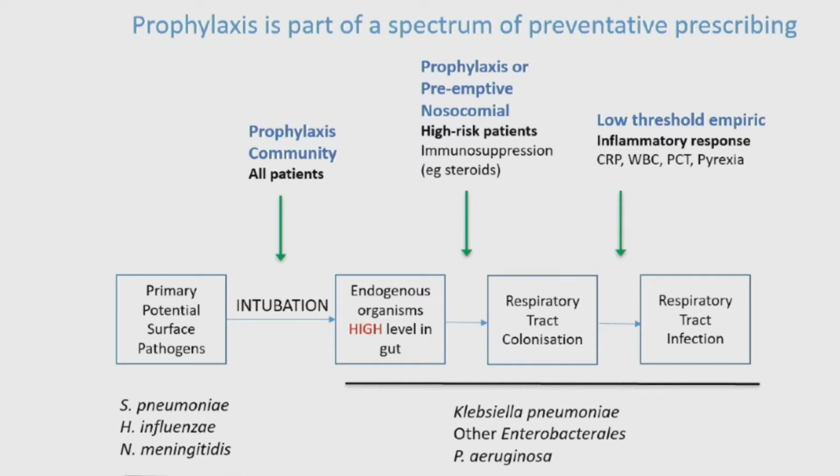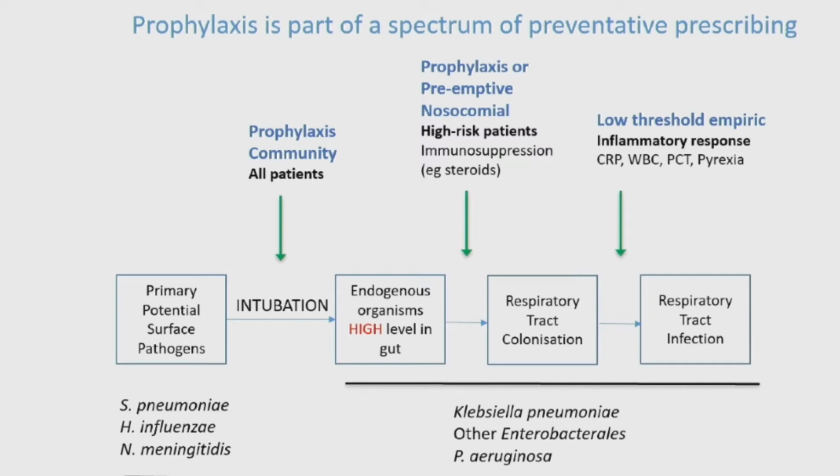These are mainly Streptococcus pneumoniae, Haemophilus, Neisseria, and again with the use of these antibiotics, the endogenous organisms tend to get increased, so there is an increased respiratory colonization. So in patients who are at high risk, especially those who are immunosuppressed receiving high dose steroids, there is a tendency to use preemptive or prophylactic antibiotics. This is mainly to again cover for organisms like Klebsiella, Enterobacteriaceae, Pseudomonas, Acinetobacter.